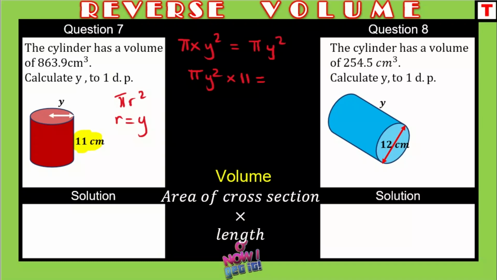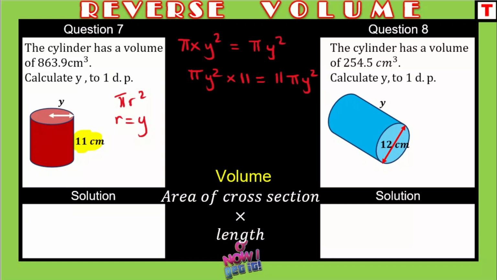So this is going to simplify to 11 pi y squared. Please keep in mind that pi is just a number, 3.14 and so on. So therefore we have 11 being multiplied by 3.14 multiplied by y squared. So this gives us the value of the volume as an expression.